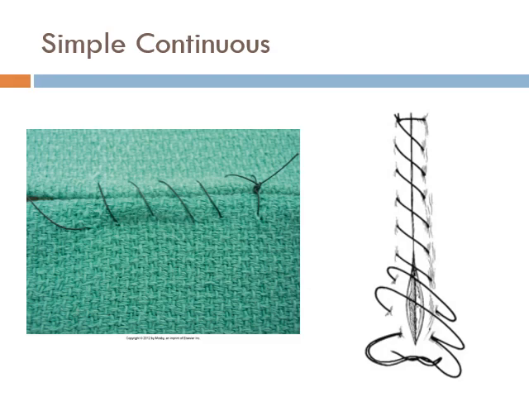So the first pattern we'll practice in class will be the simple continuous pattern, and this is kind of how I sew, being someone who doesn't know how to sew. I'm going to tie a knot at one end, pass at a diagonal through the tissue multiple times, and then tie a knot at the other end, and that's all this is. So very fast, again, might be useful for things like the subcu space or even the skin to give me a really quick closure.